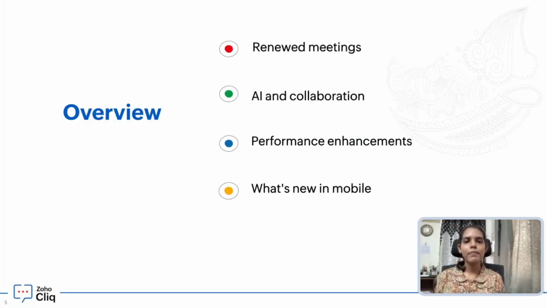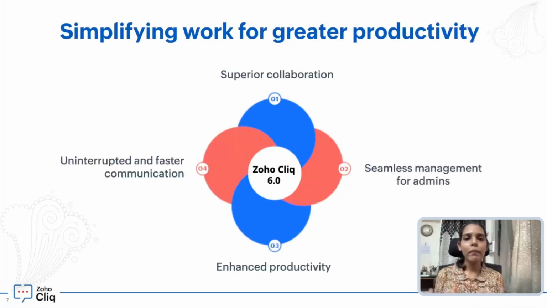So what can you expect out of this session? A quick overview. I'll be taking you through the meeting enhancements that we've made and also some of the AI and collaboration features that we have introduced as part of Zoho Cliq 6.0, and some of the performance improvements that we have brought in so that you can work faster with the help of Zoho Cliq. And finally, some of the improvements and enhancements that we have made, especially with respect to the mobile app in Zoho Cliq.